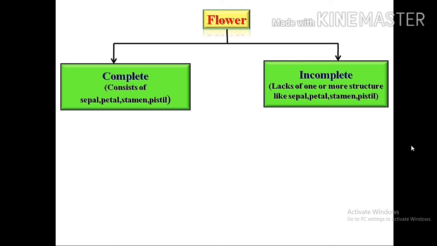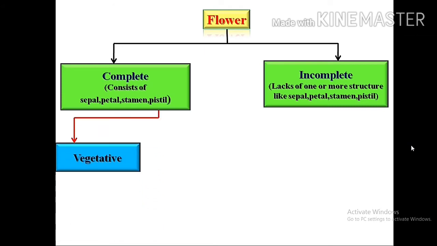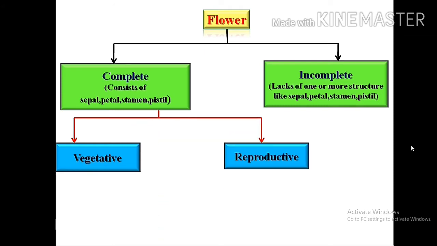Again, a complete flower has two parts: vegetative, which is the non-essential part, and reproductive, which is the essential part. The vegetative part is considered non-essential because it doesn't directly take part in the process of reproduction, whereas the reproductive part is considered essential because it directly takes part in the process of reproduction.